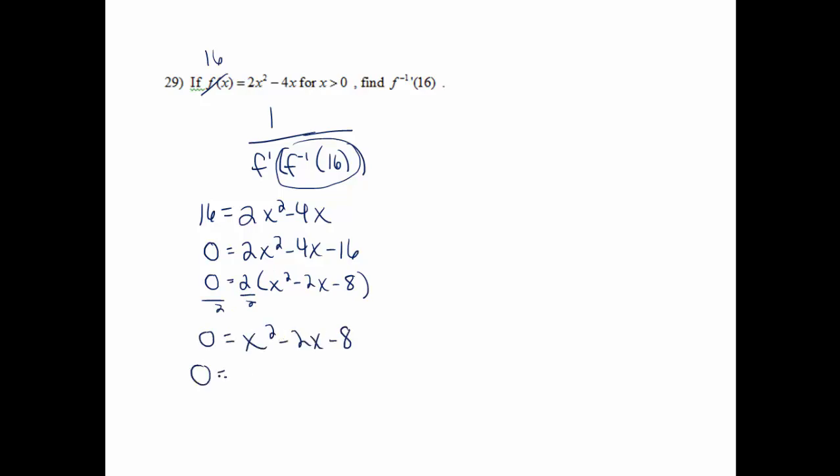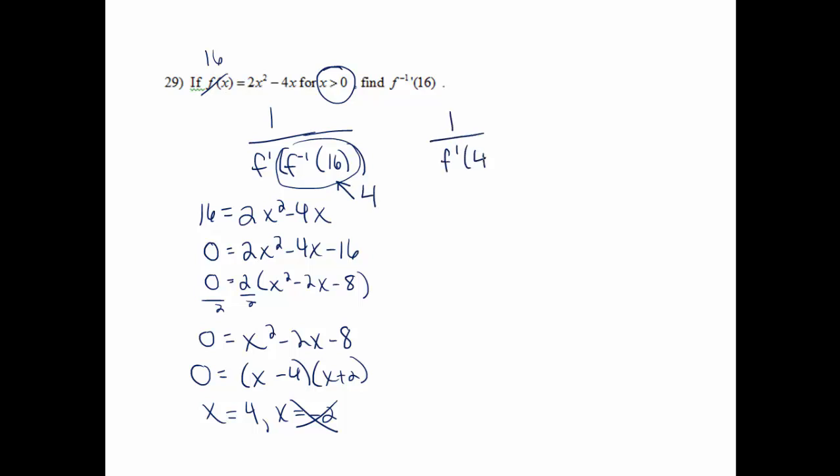I'm going to factor that. That will factor as x minus 4, x plus 2. And then my two x values would be x equals 4 and x equals negative 2. It does tell me up here that x is going to be greater than 0, so I can get rid of that choice. So I have now found that the answer right there is 4. So my new setup is going to be 1 over f prime of 4.